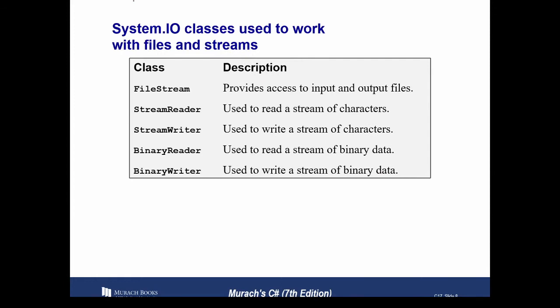All right, the System.IO namespace is used to work with files and streams. Okay, so we've got FileStream, we've got StreamReader, StreamWriter, and that's good enough for now. It provides access to input and output files. So what does it say? It provides access. Okay, this one, StreamReader, is used to read. StreamWriter is used to write.